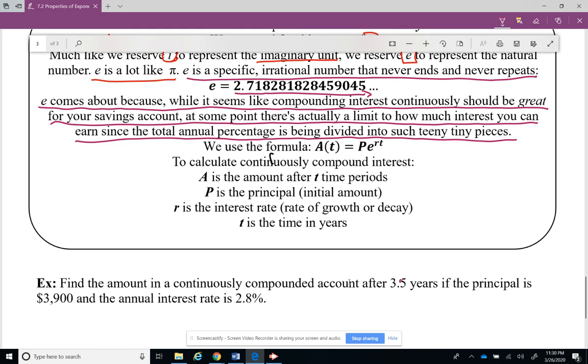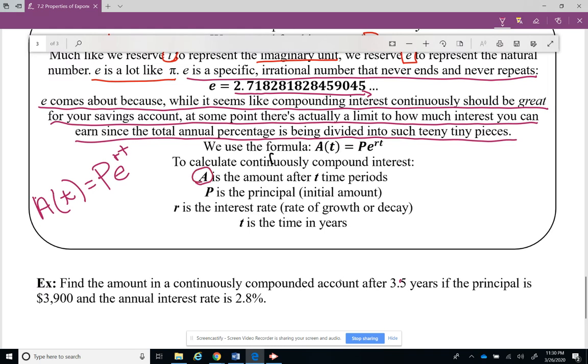All right, so here's another formula. Write this down. Even though it's written there, the more you write it, the more you remember it. A of T equals P times E, and the E is raised to the exponent of RT. Now, I call this the Pert formula. Okay, the Pert formula.